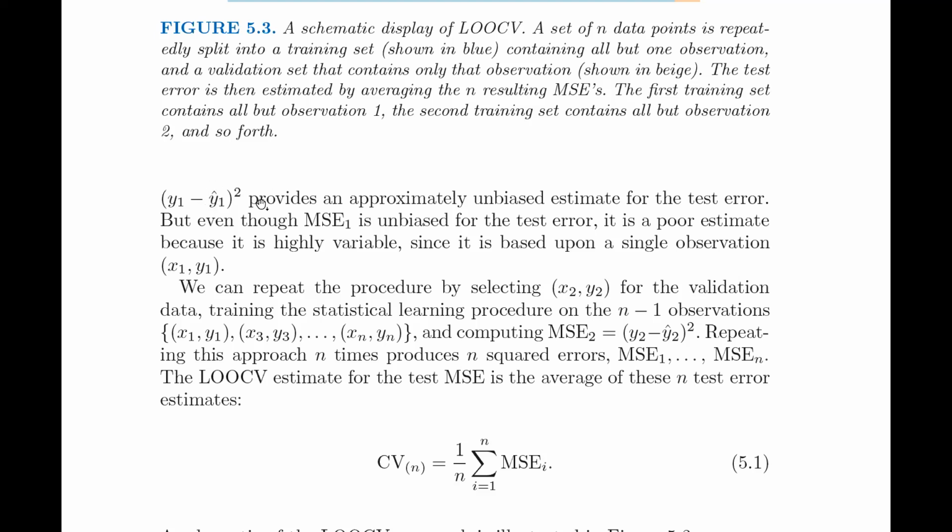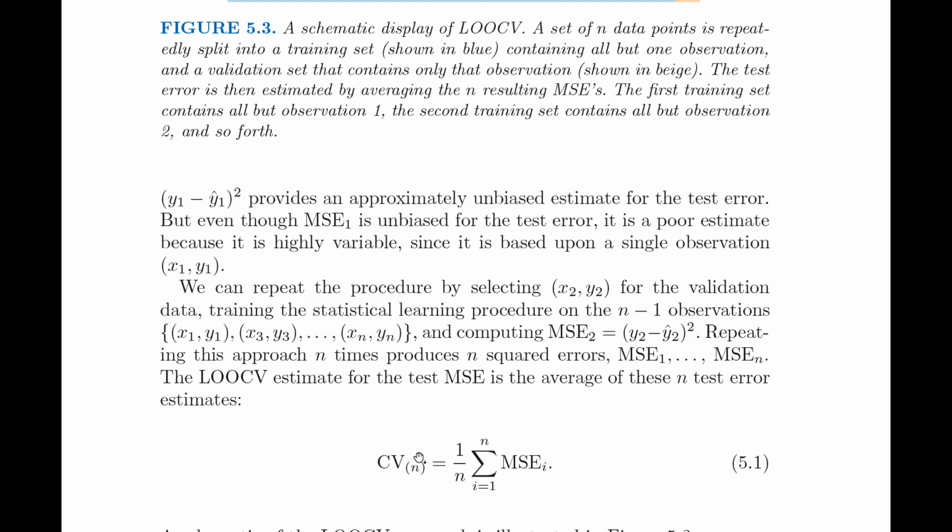So this expression provides an approximately unbiased estimate for the test error. But even though mean squared error 1 is unbiased for the test error, it is a poor estimate because it is highly variable, since it is based upon a single observation. So what do we then do? We repeat it for x2 and repeat it for x3, etc.